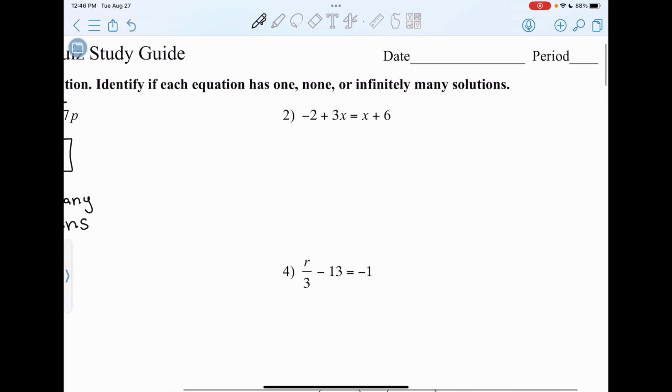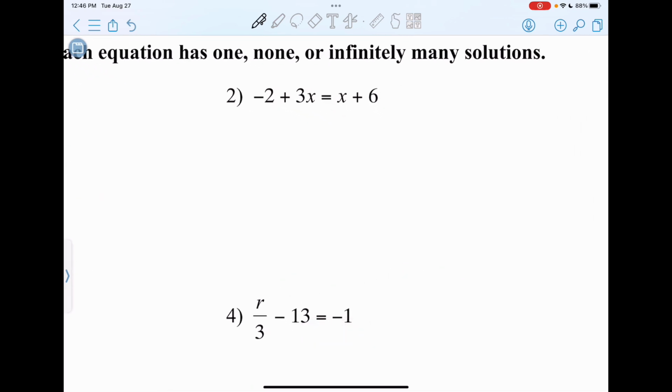Let's try number 2. So I draw the line at my equals. And once again, I have an x on both sides. So I'm going to say that the left is my x side and the right is my number side. Negative 2 does not have an x, so I'm going to add it to both sides. So I'm left with 3x is equal to x, and 6 plus 2 is 8.